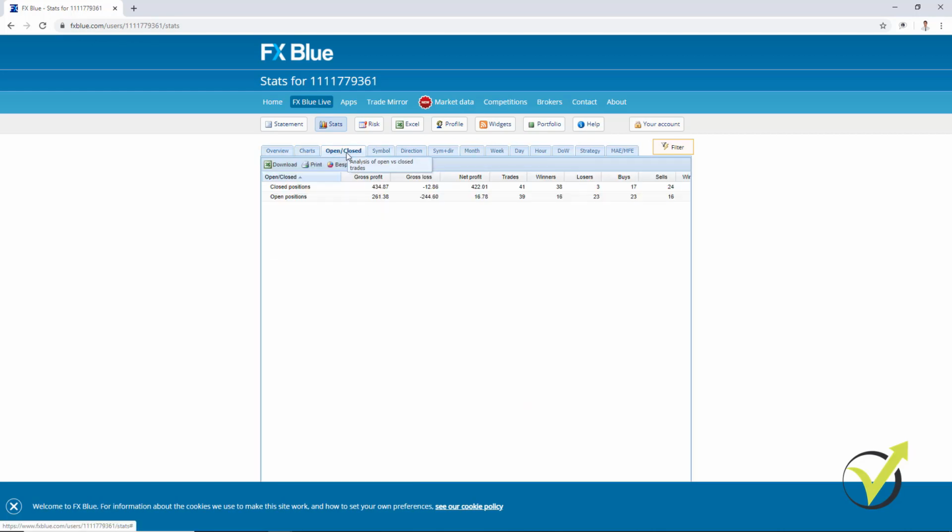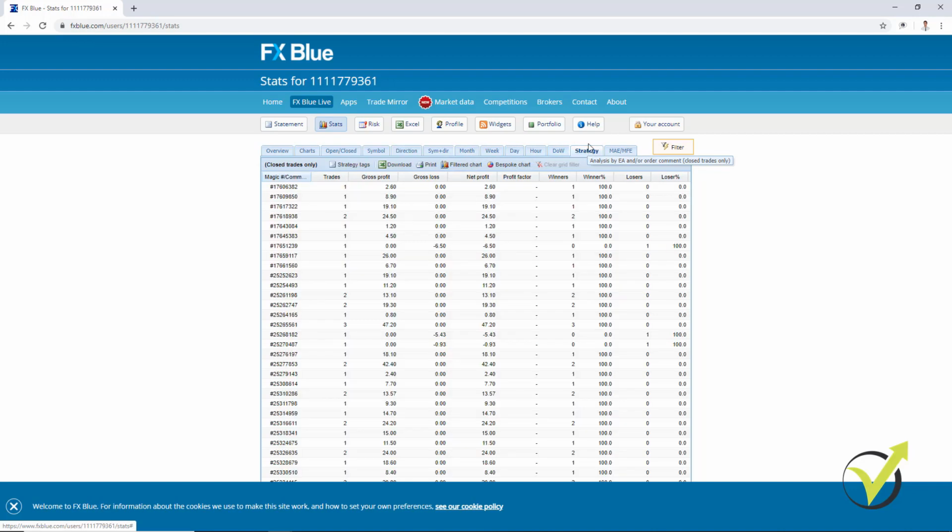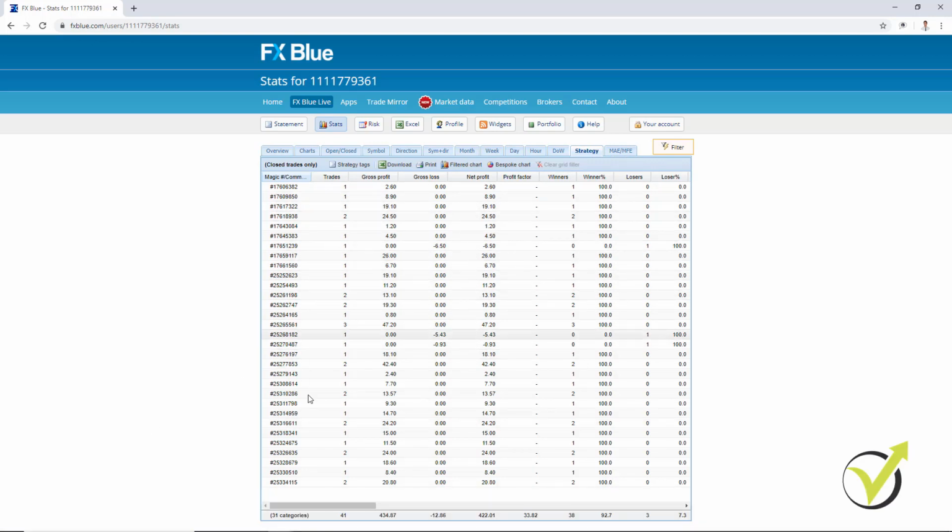You have open close trades, symbol, we have only euro dollar here, the direction, and many more. But what I'm focusing on is strategy. When I click on strategy, I see all the strategies that opened and closed trades till the moment. Here are the magic numbers, so I know which expert advisors actually make most profit.